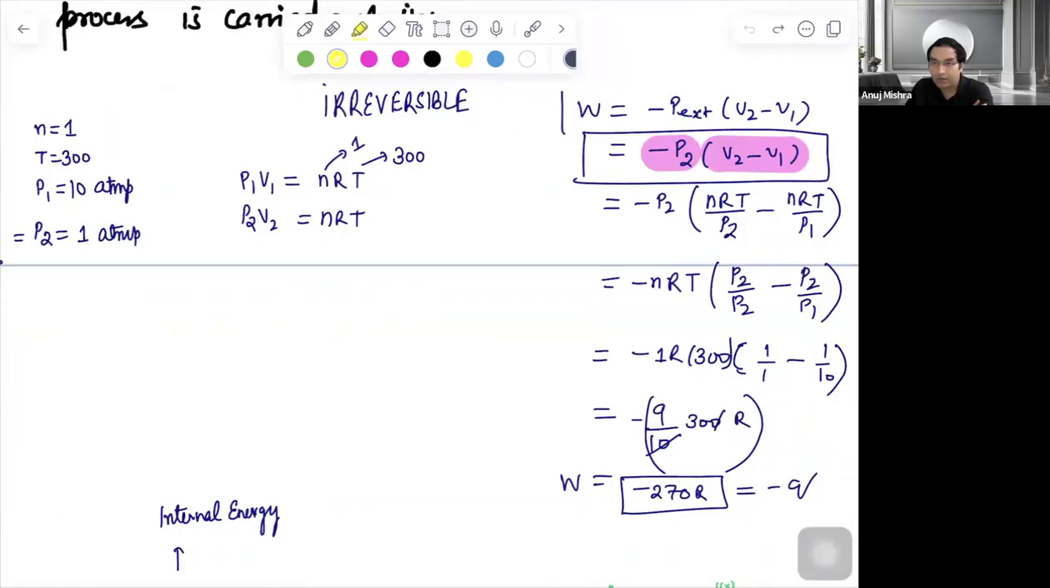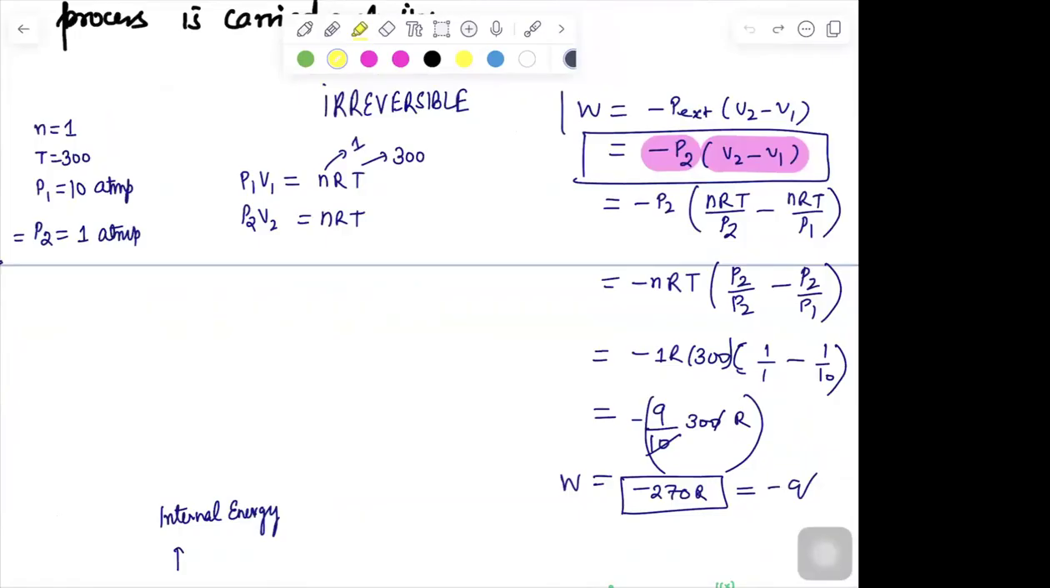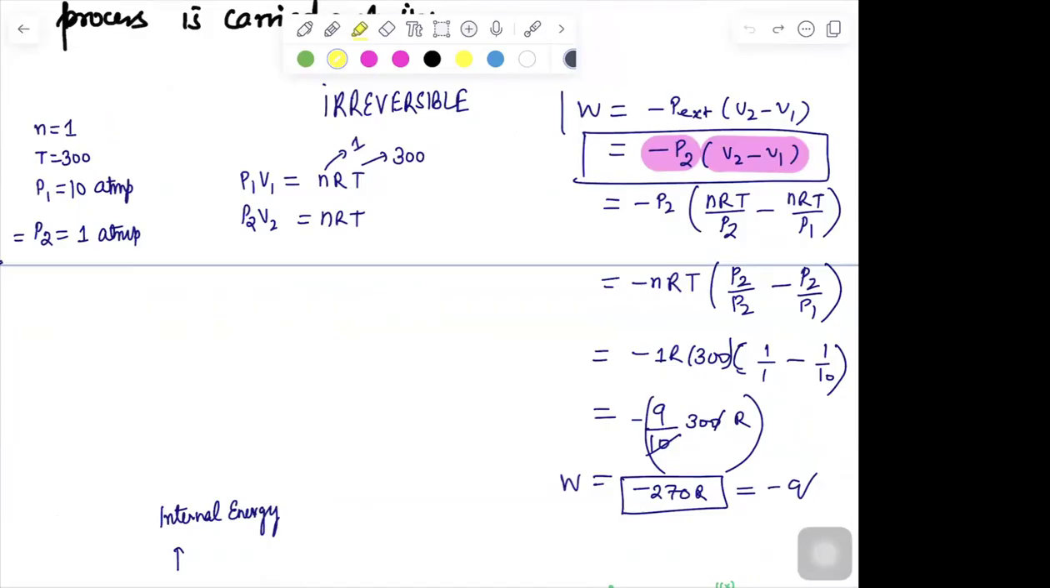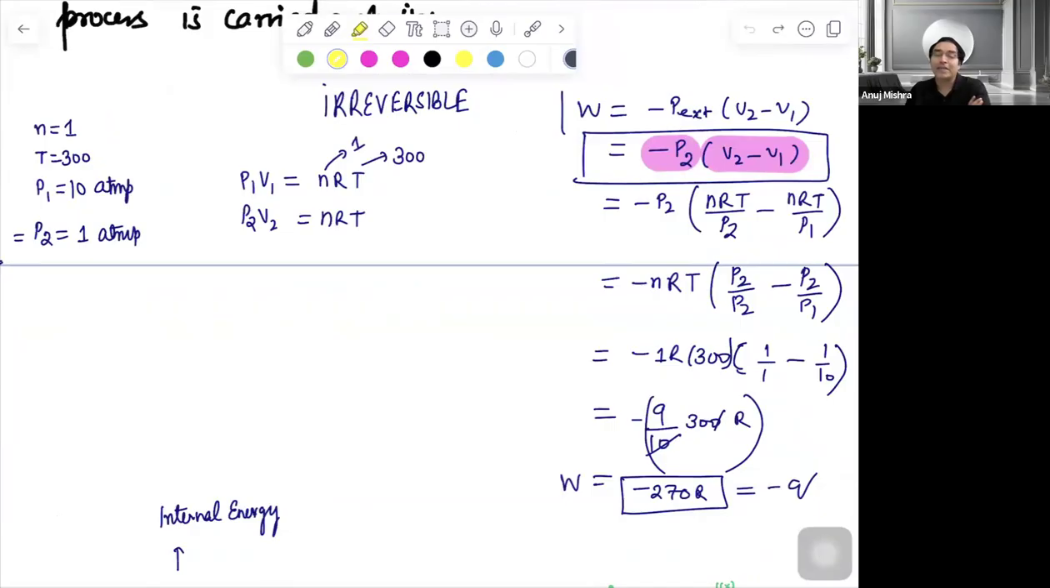Anybody? Sir, they will be 0 only, right? Why is delta U 0? Because delta T is 0. And why is delta H 0? Sir, n Cp delta T? Or we can say delta H is delta U plus delta PV. Delta PV अभी भी 0 होगा, because it is isothermal. PV is constant, right?